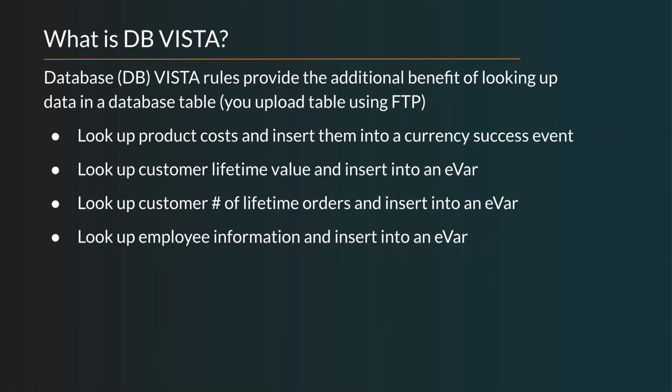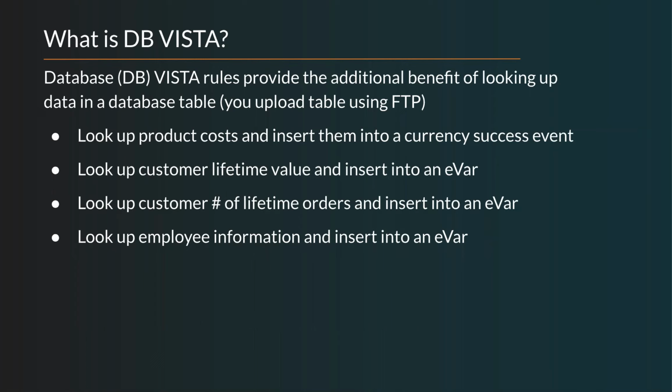This is really, really powerful, especially in cases where you have data that you don't know in real time. You don't know at the time the JavaScript tag is firing, and you don't want to have to hold up your user to go hit a database and get something. Because as we all know, page load speed has dramatic impacts on conversion. So what are some examples of when you would use DB Vista?